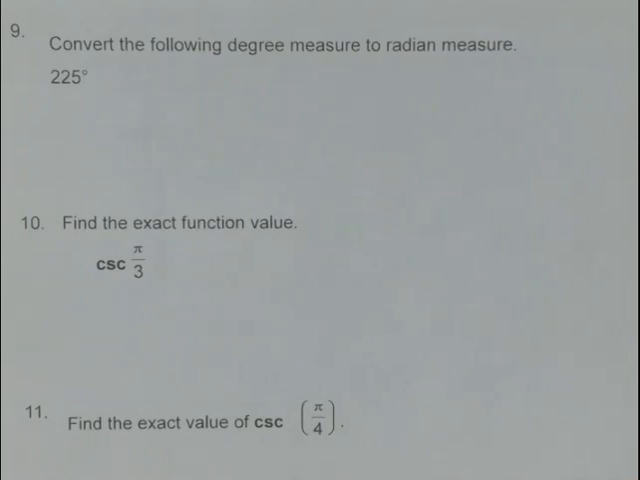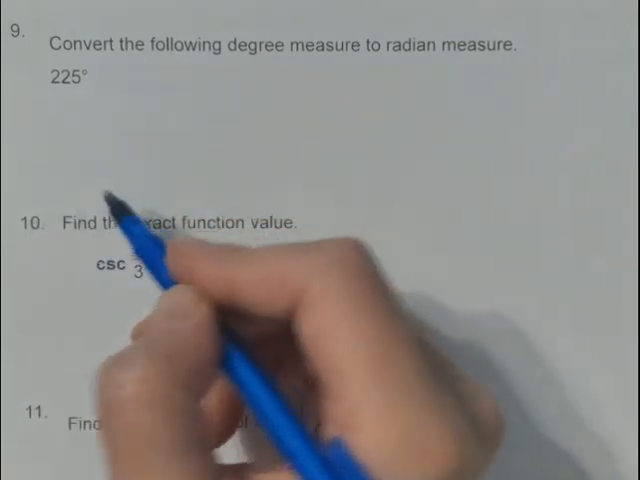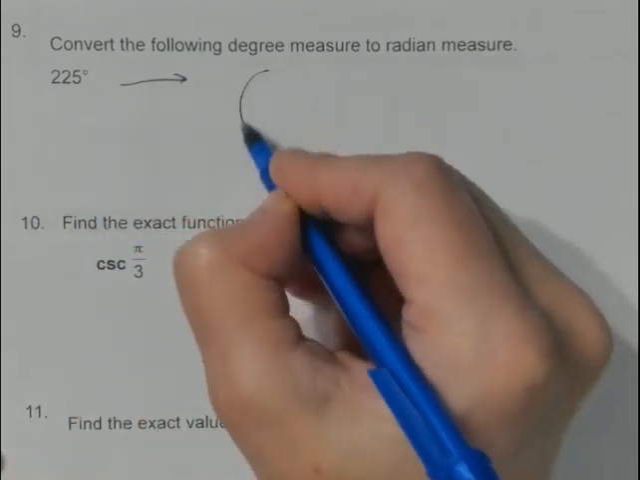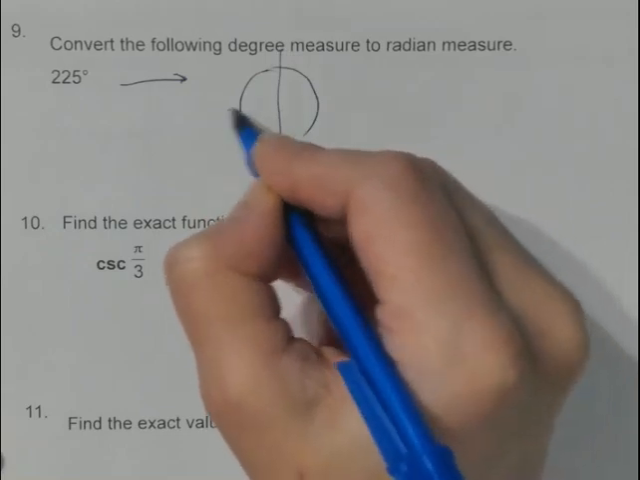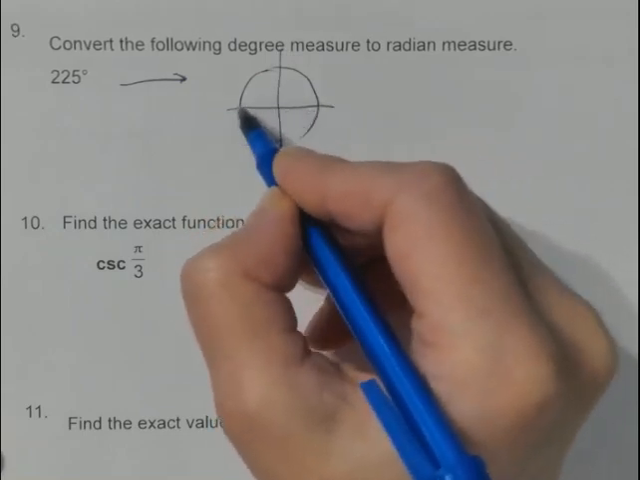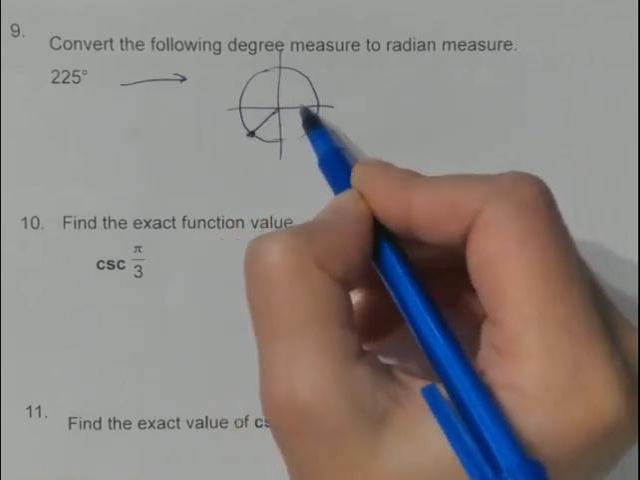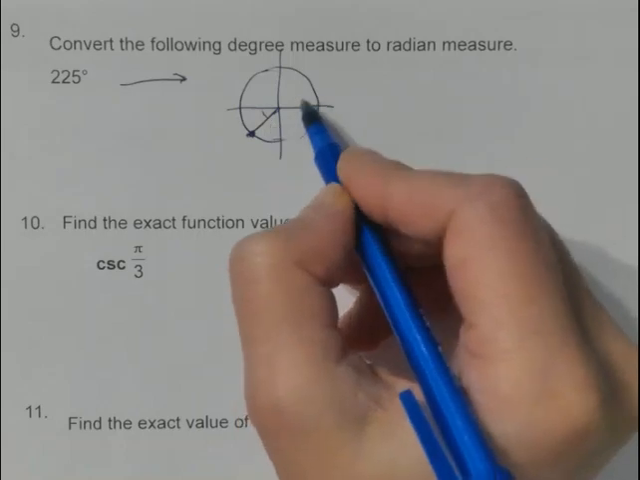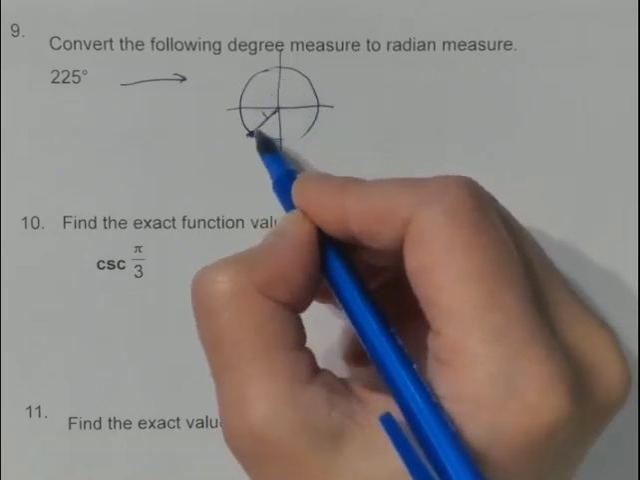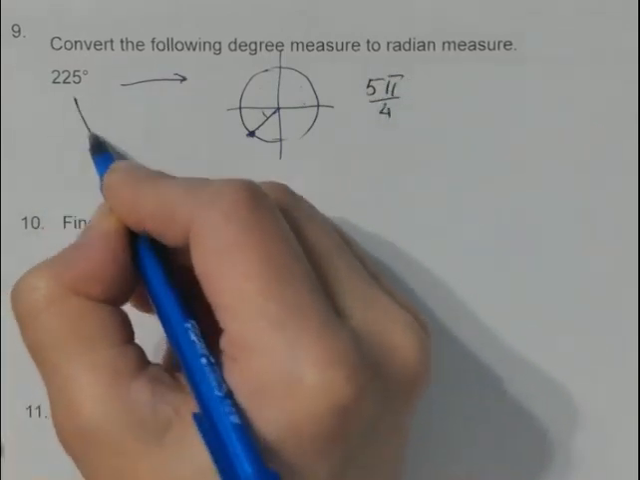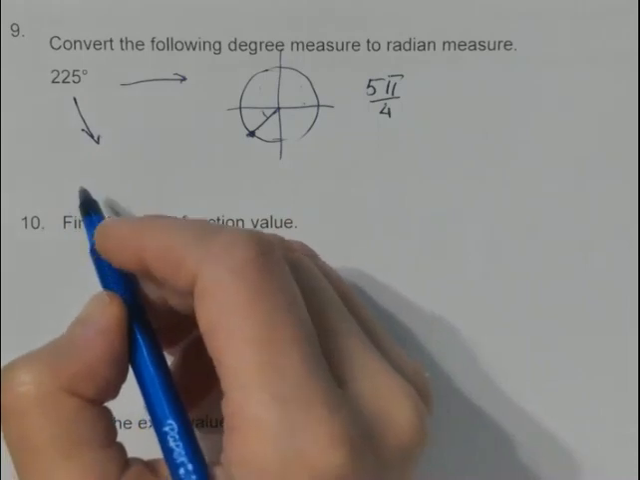Convert the following degree measure to a radian measure: 225 degrees. So there are two ways to convert. Either you look on the unit circle. 225 is 180 plus 45, this angle, and you know that its reference angle is pi over 4, so we have 1, 2, 3, 4, 5 pi over 4.